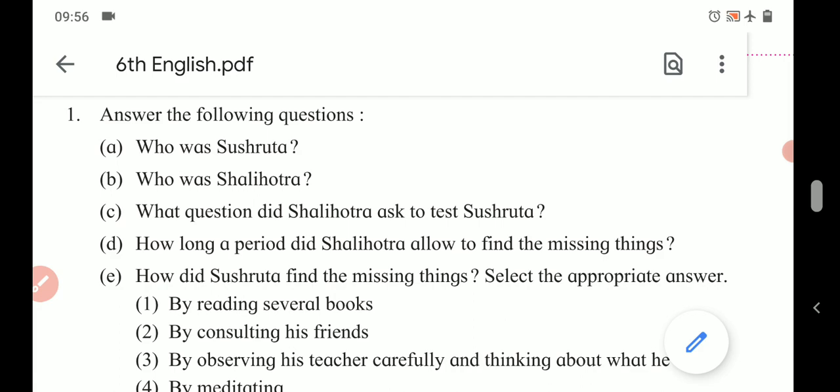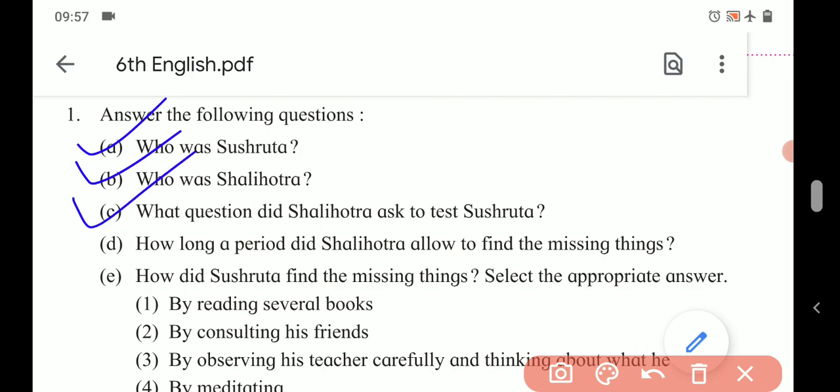Answer the following questions. A. Who was Sushruta? The answer is very simple: Sushruta was a bright student of veterinary medicine. Next, who was Shalihotra? Shalihotra was Sushruta's teacher. Next, what question did Shalihotra ask to test Sushruta? The question was what all he would need to perform a surgery on a wonderful horse.